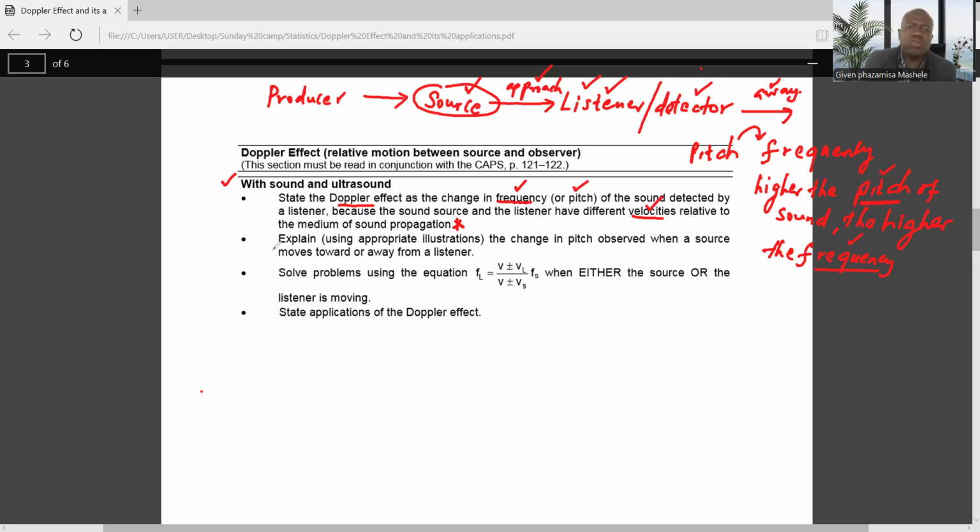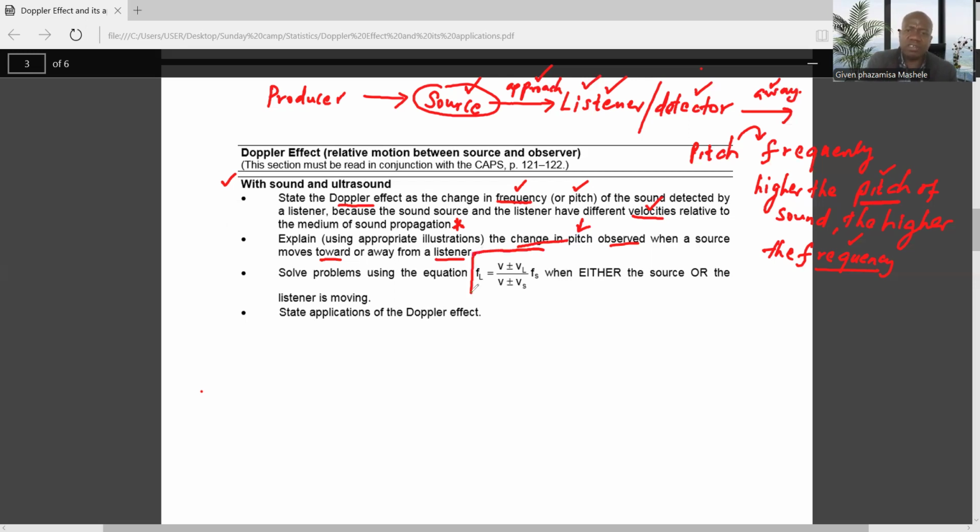And again, you need to be able to explain, using appropriate illustrations, the change in pitch observed when a source moves towards or away from the listener. This is what we'll be talking about when the source is moving towards the listener and also when it's moving away from the listener. That change in frequency or pitch is what is regarded as the Doppler effect.